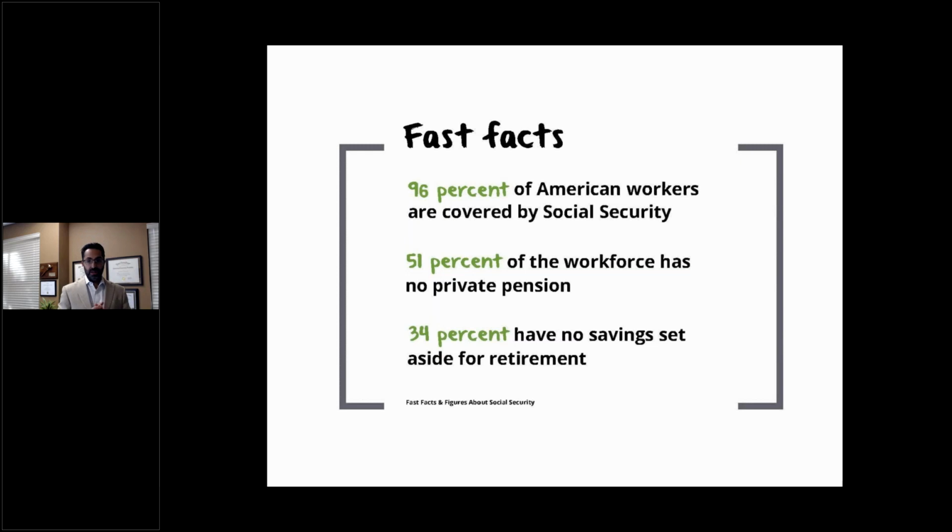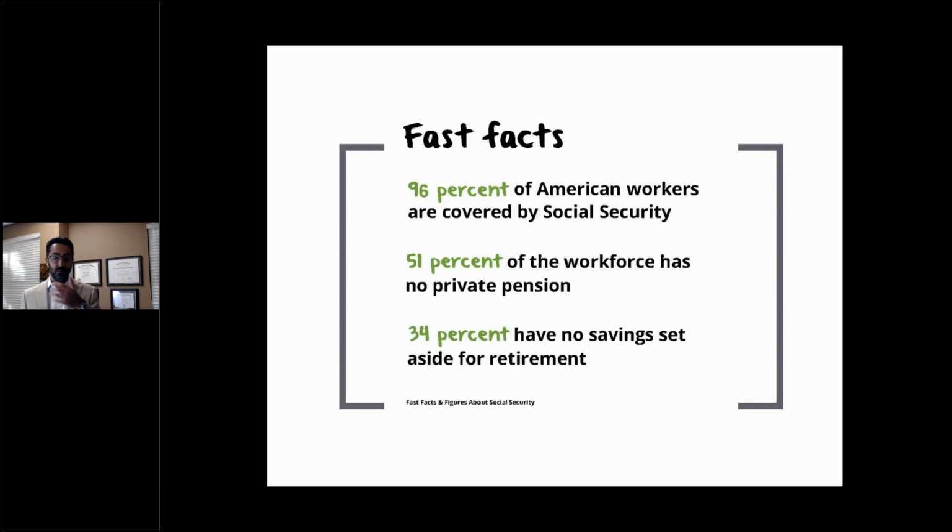Quick facts about Social Security: it's been in the American landscape since 1935. Today, an estimated 160 million workers, 96% of all American workers, are covered by Social Security. The Social Security Administration estimates that 51% of the workforce do not have any type of private pension coverage. That used to be the case, but that number used to be significantly higher, maybe 20 or 30 years ago; the majority of individuals do not have any type of private pension today. And 34% have no savings at all set aside for retirement, which basically means that many workers today rely on Social Security as their sole source of income in retirement.